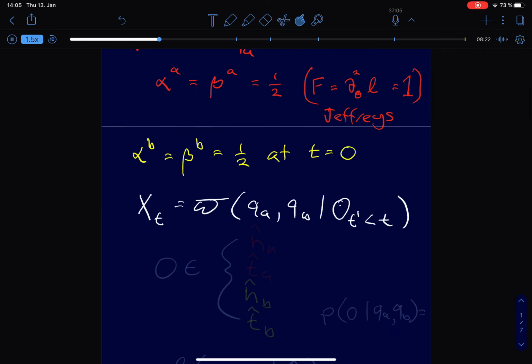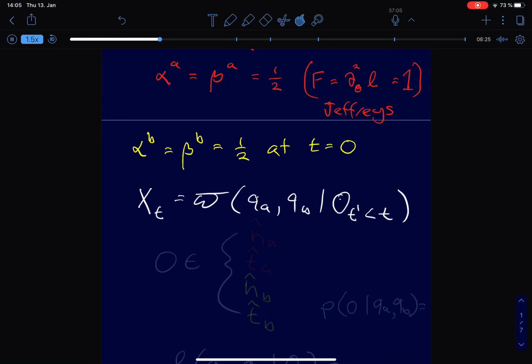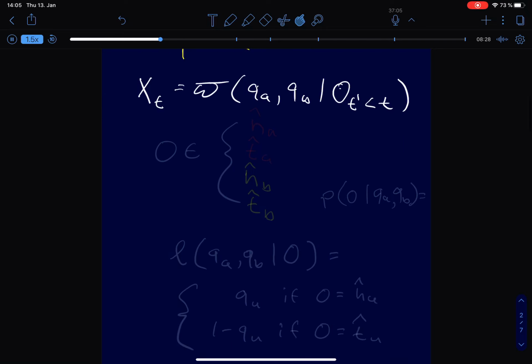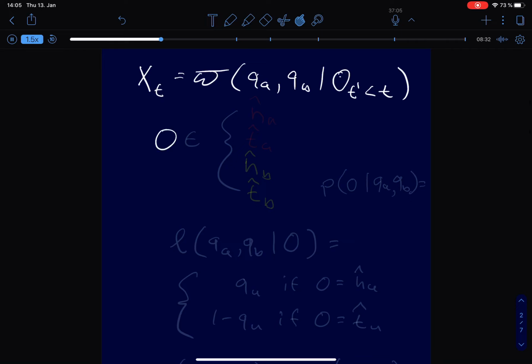And so what happens when we make an observation? Well, an observation is an outcome, heads or tails. So O is an element from the set: either you have heads on coin A, tails on coin A, or heads on coin B and tails on coin B. That's the set of all possible outcomes. And what happens to our posterior when we see an observation?